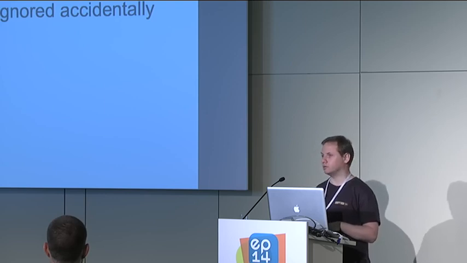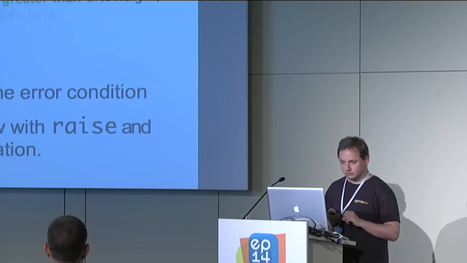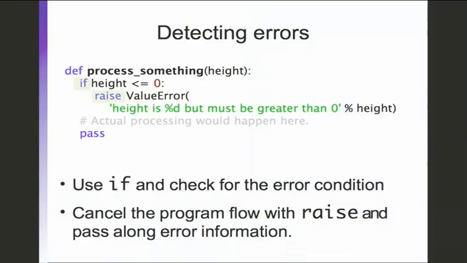A Python program cannot simply continue after an error already occurred. In C, this is pretty simple. So how do you detect errors? Well, you use an if and the error condition, and if the condition is true, you know you have an error, and then you just raise an exception. Here's a trivial example. I have a height parameter, and if it's less than zero, or if it's zero, the exception tells me that the height must be greater than zero.